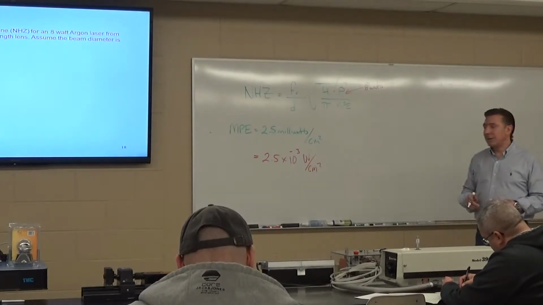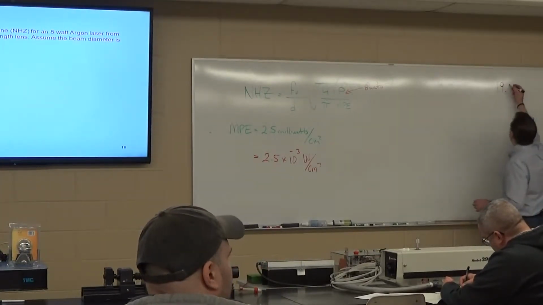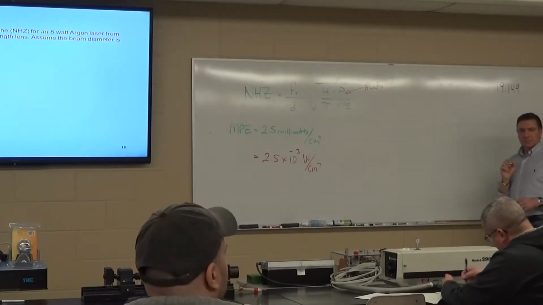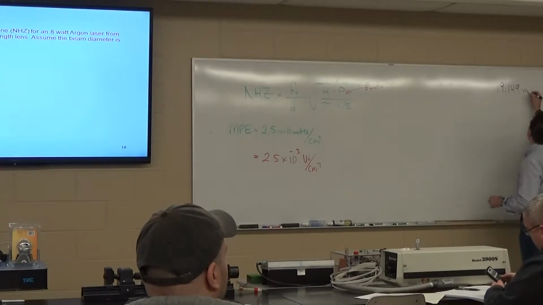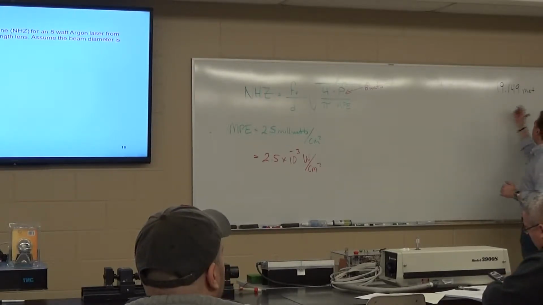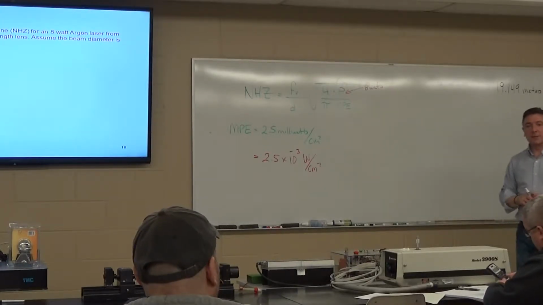I got 19.149 centimeters squared. Or meters. Not squared. Nominal hazard zone is a distance, so just meters. Meters, okay. Anybody else? That's what I got. Sounds too big for me.